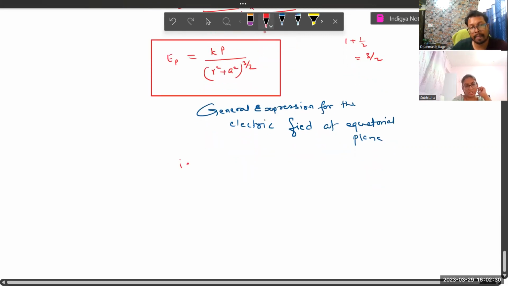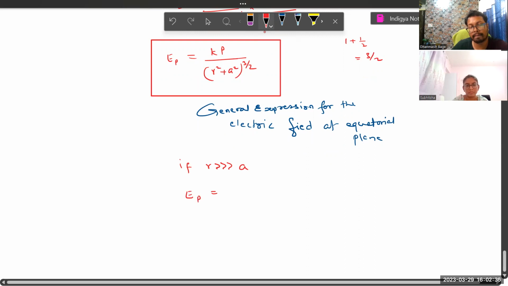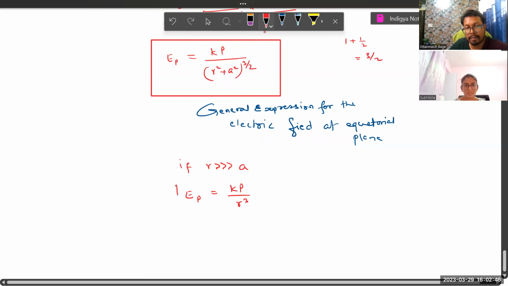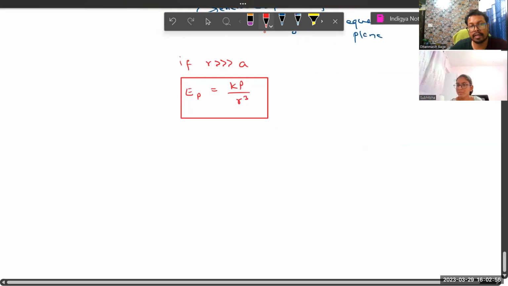If R is much greater than A, tell me, EP will be reduced to what? You tell me. KP by R cube. Right? So EP is equal to this thing. Clearly, you can see this thing.